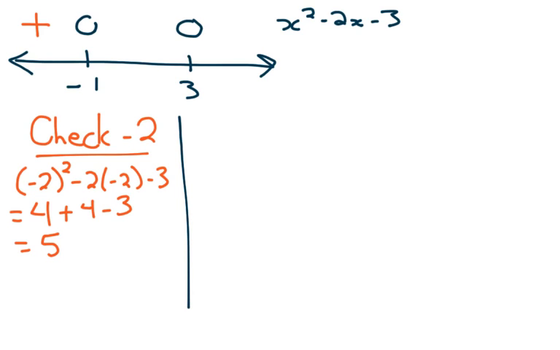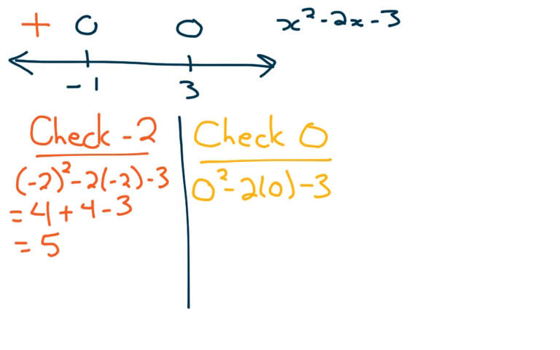Working over to the middle, we need to pick anything between -1 and 3. I'm going to pick 0. Whenever I can, I choose 0 just because it makes the math even easier still. Plug it into the function, we get 0 squared minus 2 times 0 minus 3, which would be just -3. That -3 is a negative number, so anywhere here in the middle between -1 and 3, we would have a negative.